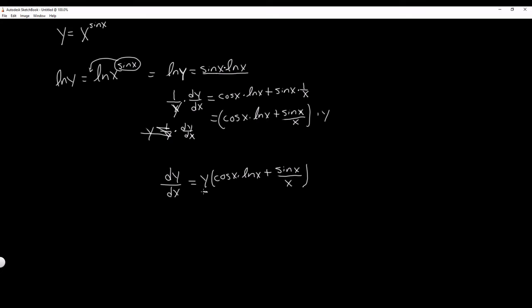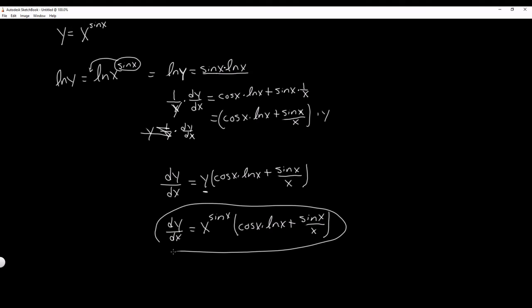And we have this y here. We want to get it in terms of x again. So if we look up here to what y equals, y is equal to x to the sine of x. So if we replace y with x to the sine of x, we will end up with dy dx is equal to x to the sine of x times the cosine of x times the natural logarithm of x plus sine of x divided by x. And this is the answer to this problem.